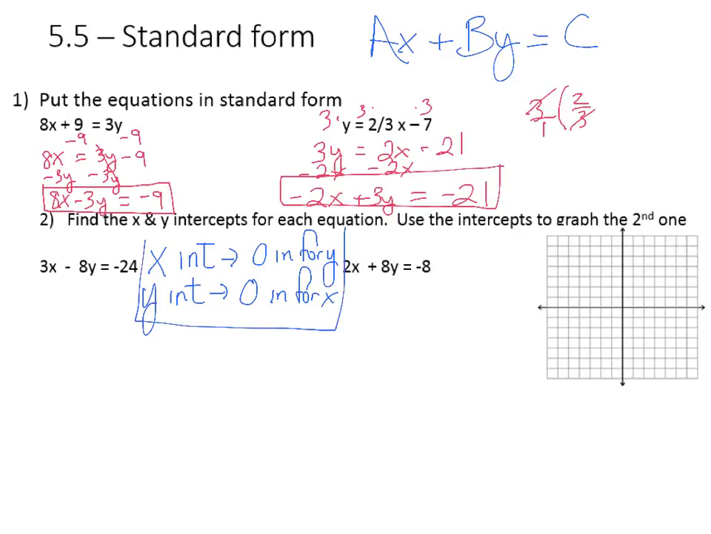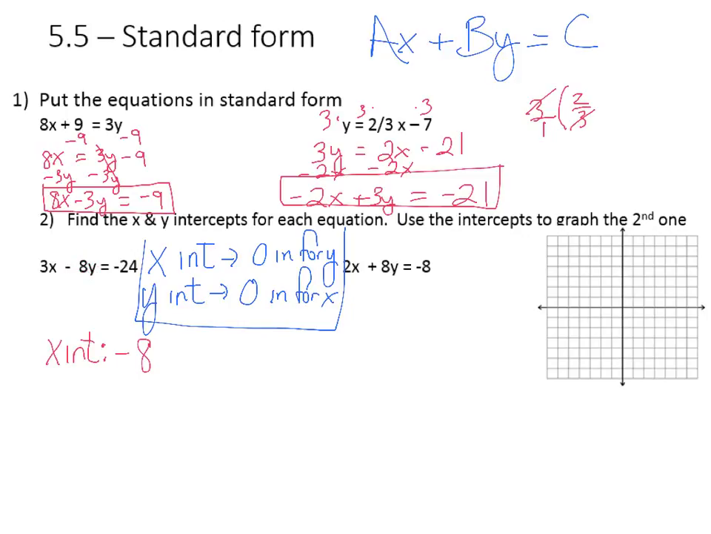On this first one, I'm going to look for my x-intercept. If I put 0 in for y, then this whole term disappears. Even the minus sign is gone. That's just 0. And look at that. What do you think x would have to be? Well, divide both sides by 3. X would be negative 8.